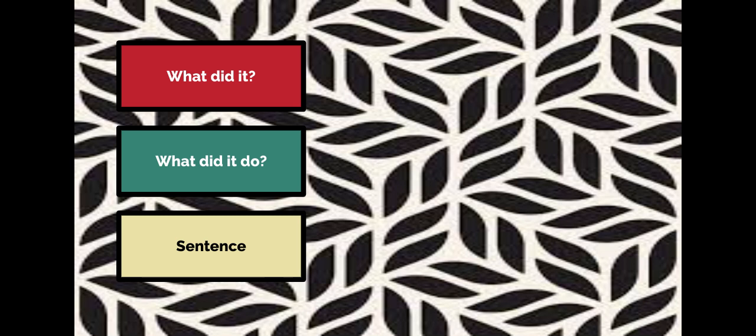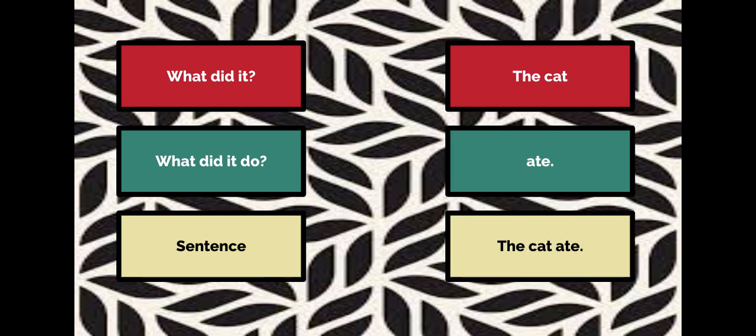Now I want you to turn to page 22. Let's look at that first picture. What did it? The cat. What did it do? It ate. So we can have a sentence that says, the cat ate.